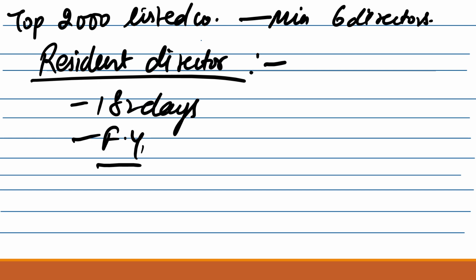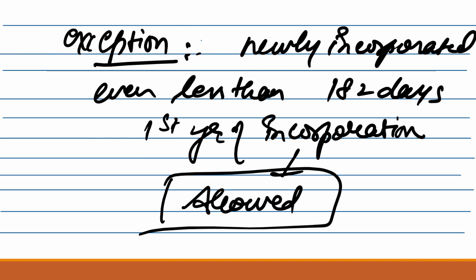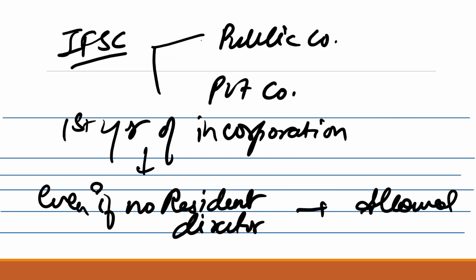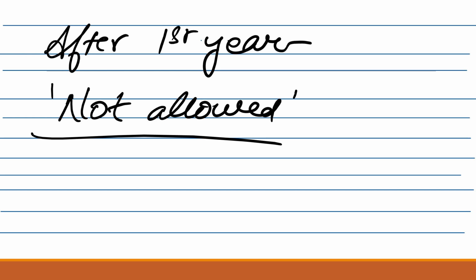Resident director: then we saw the concept of resident director, 182 days, remember that it is required during a financial year. Now, the exception was that in case of a newly incorporated company, even with less than 182 days in the first year of incorporation, it is allowed, because in this case we will calculate the number of days proportionately. Also, an exception was given to IFSC companies, the IFSC public and private companies. In the first year of incorporation, even if there is no resident director, it is allowed. But after the first year, it is not allowed. So this was all the summary regarding the directors, including section 149 subsection 1, 149 subsection 2, and 149 subsection 3.